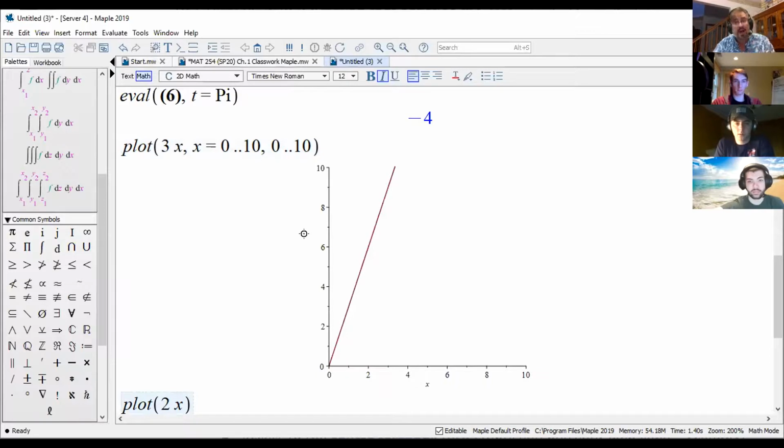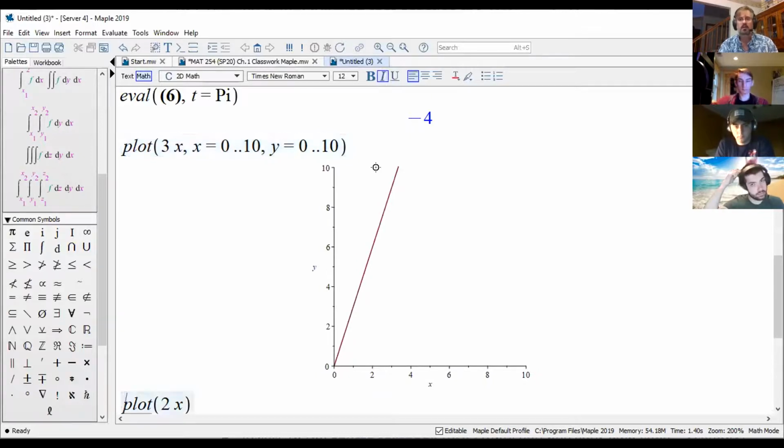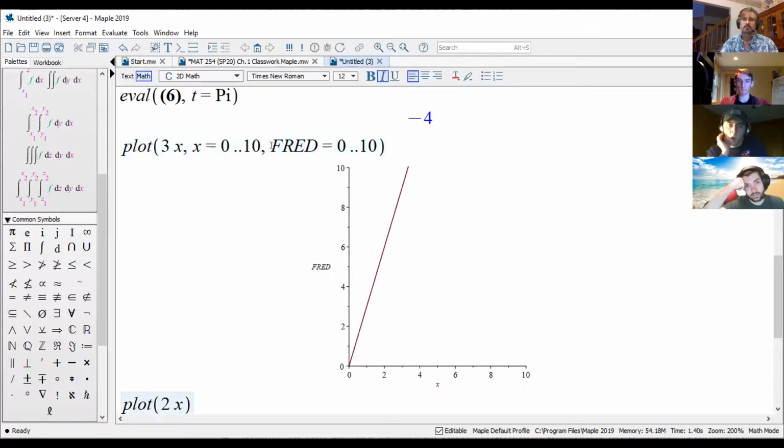Now, if you tried to say what the variable is, like if you say, I want the other variable to be y, Maple will say, oh, okay, you mean you want it to go from 0 to 10 in the other direction, because there's only two variables that it's plotting, right? Inputs and outputs. So Maple's pretty smart. We can call it whatever we want. It doesn't have to be y. I can call this Fred. Nice. Fred is now a function of x.